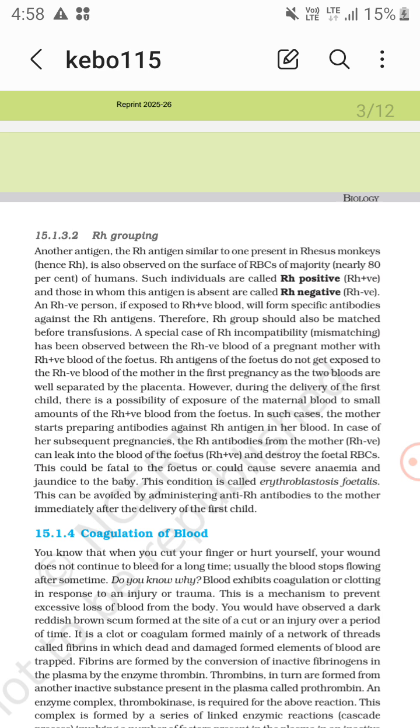In such cases, the mother starts preparing antibodies. As I said, the Rh negative person starts making antibodies against the Rh antigen in her blood. In case of a subsequent pregnancy, the Rh antibodies from the mother, that is Rh negative, can leak into the blood of the fetus, Rh positive, and destroy the fetal RBCs. Now, this could be fatal to the fetus or could cause severe anemia and jaundice to the baby. Remember, it can cause severe anemia and jaundice.